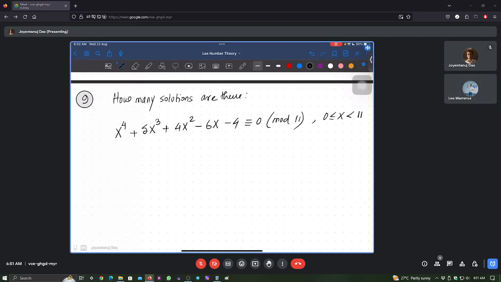Yes. So by the polynomial roots mod p theorem, I know that the maximum number of solutions it can have is 4, because the highest degree is 4, right? So yes, but now we have to find out exactly how many solutions we have.